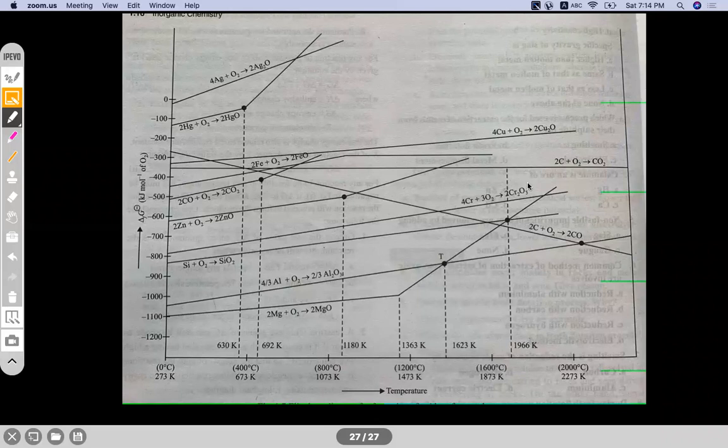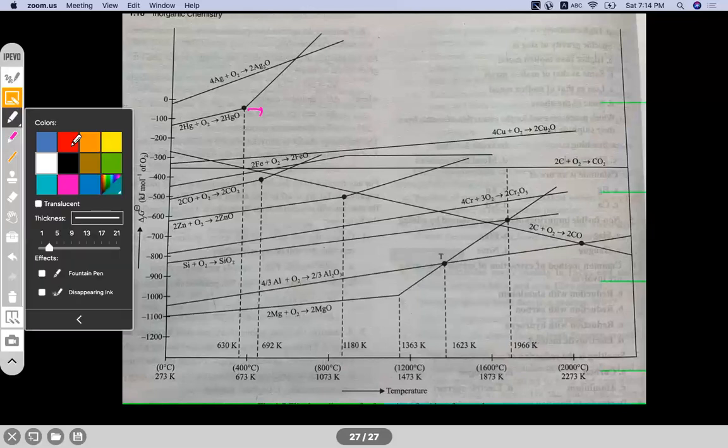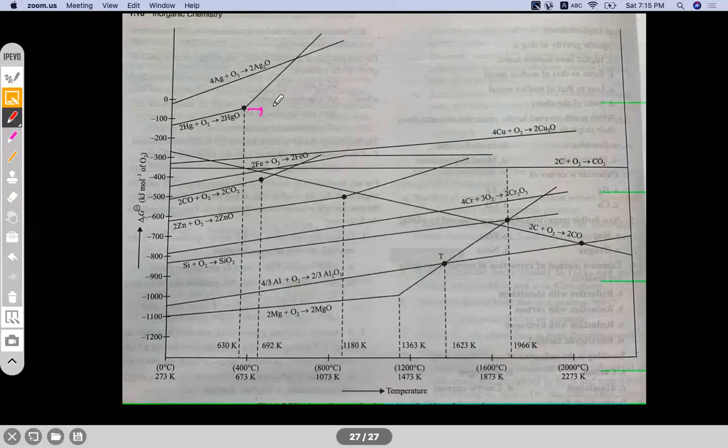Now you see, we will discuss why this sharp change we have over here. We observe a sharp change whenever there is a phase change. Like at this temperature, why do we have this sharp change? Because at around 630 Kelvin, mercury boils. So Hg boils at this temperature, and that's why we have a sharp change. Wherever we have a sharp change, it represents the phase change of the reaction.